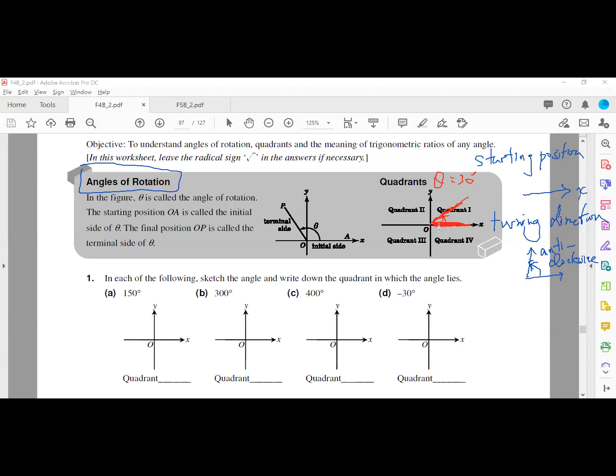So there are four boxes in the x-y axis coordinate plane. Okay, and then we call this quadrant 1. Quad 1. The top right box is quad 1. And then this is quad 2. This is quad 3.